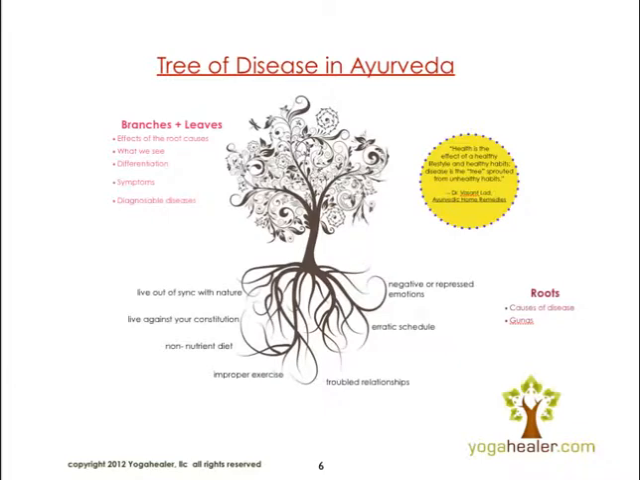And so when we live out of sync, when we look at what this looks like in terms of nature analogies and trees of disease in Ayurveda, we say the roots, all those things that we just went through, like what are the biggest causes of disease? We say living out of sync with nature, living against your constitution, non-nutrient diet, improper exercise, troubled relationships, erratic schedule, negative or repressed emotions. All of those are the roots, the stuff that you can't see.